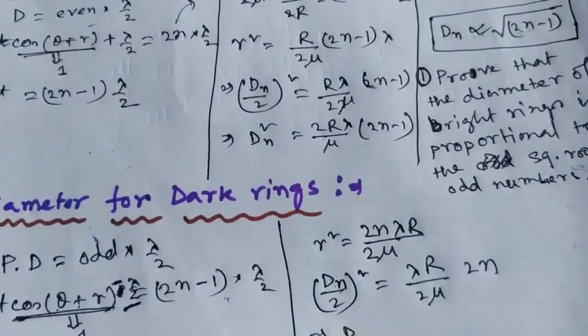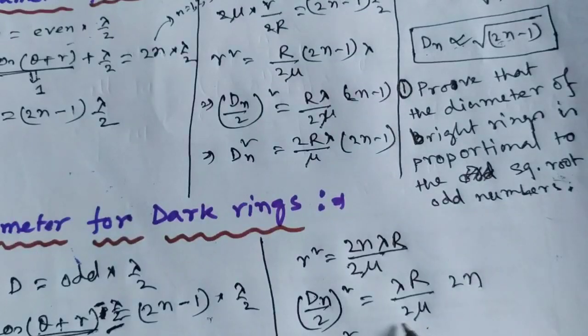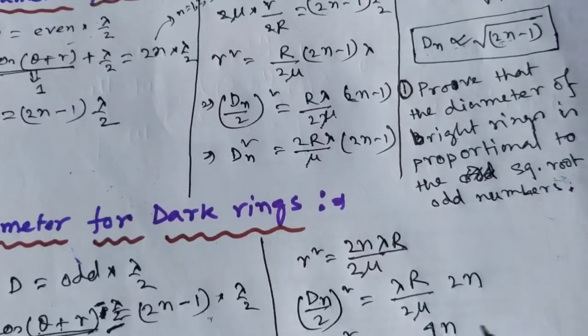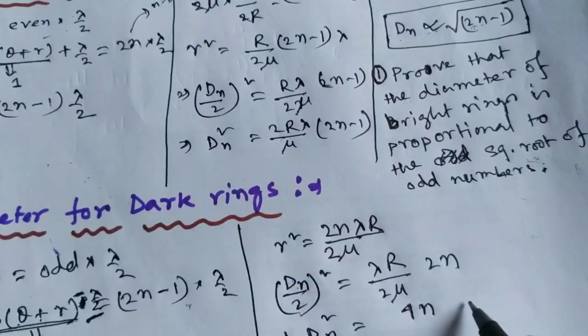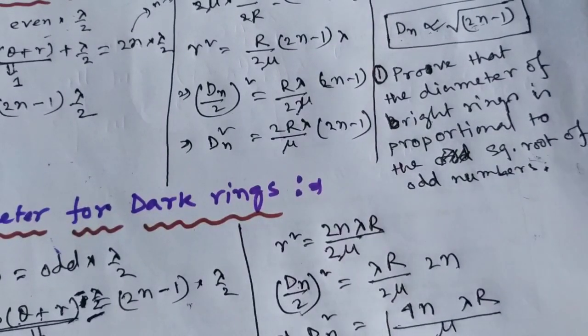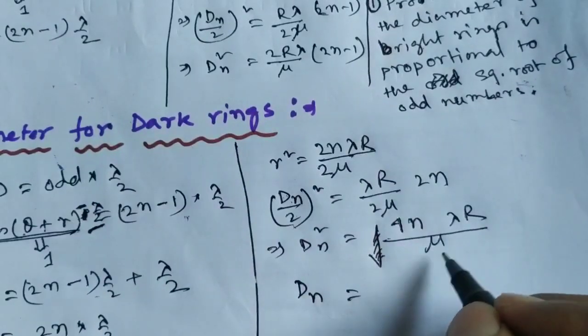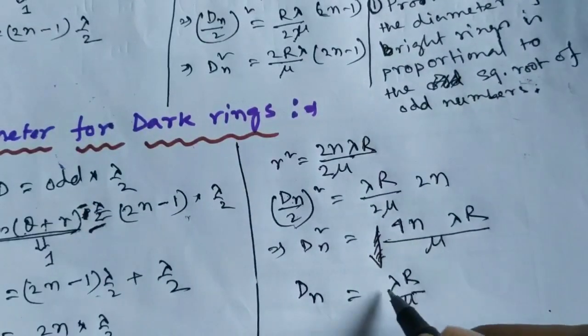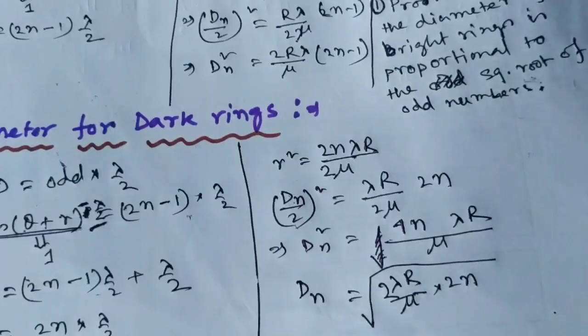Now dn square equals, the 2 cancels out, and we get 4n lambda R by mu. So dn equals the root of 4n lambda R by mu.